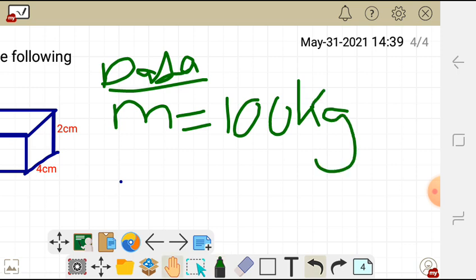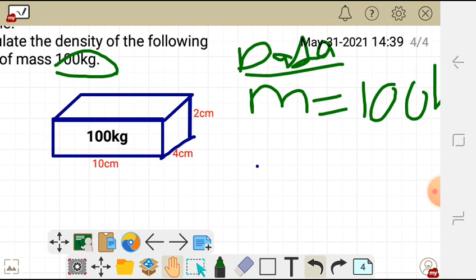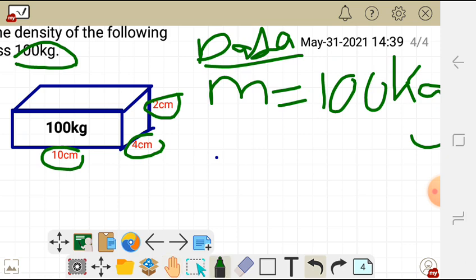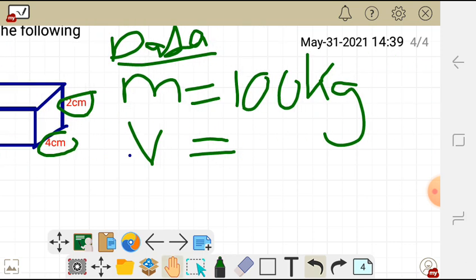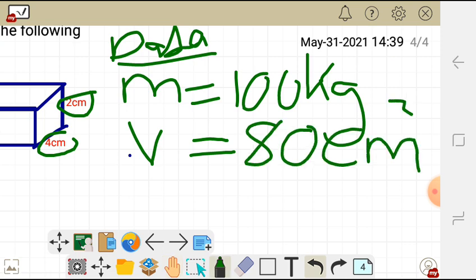Let's also look at volume. Do we have volume in this figure? Yes, we can find its volume by multiplying its length, width, and height. When we multiply these three, we find its volume. So when you multiply 10 by 4 by 2, what are we going to get? We're going to get 80. So our volume is 80 cubic centimeters.